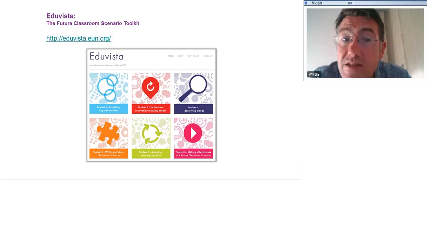So we created this toolkit, which we call EduVista, which goes through that process of identifying the key stakeholders, looking at your school and doing innovation maturity modeling, so working out where your school is in terms of the level of innovation that's already happening in the classroom and where you think you can get to realistically in terms of increased levels of innovation, looking at trends, changes in society, changes in technology, and how you can accommodate those and use those opportunities, and bringing this together to develop scenarios. So we created the toolkit EduVista, which is open to everybody to use, and we've created training around that so people can use those tools and experience them.